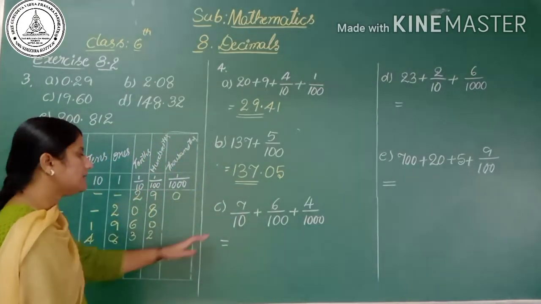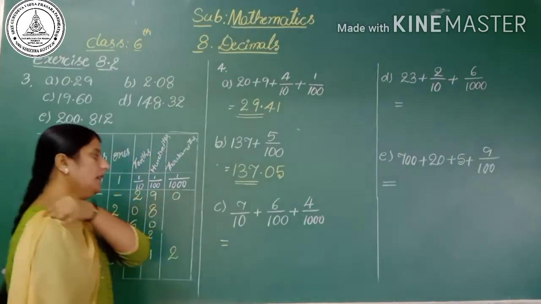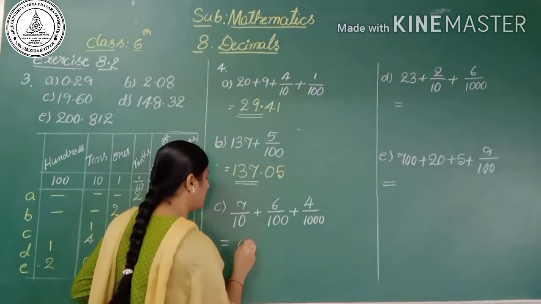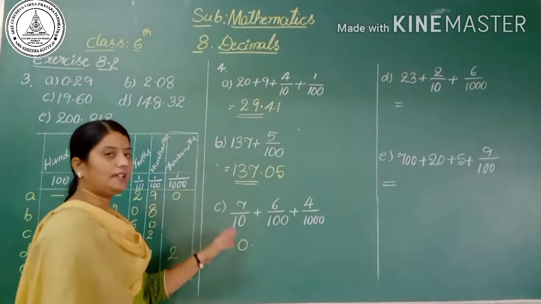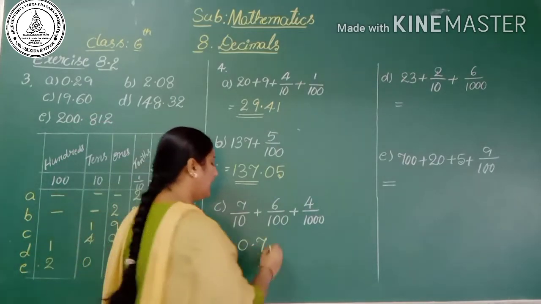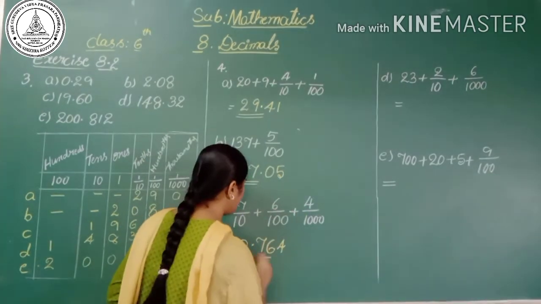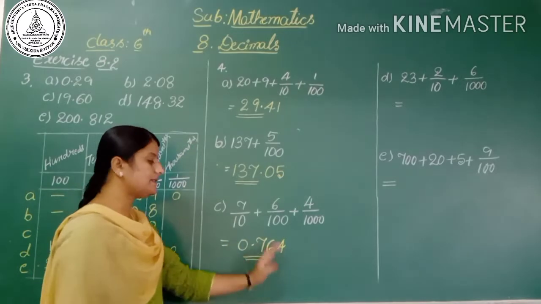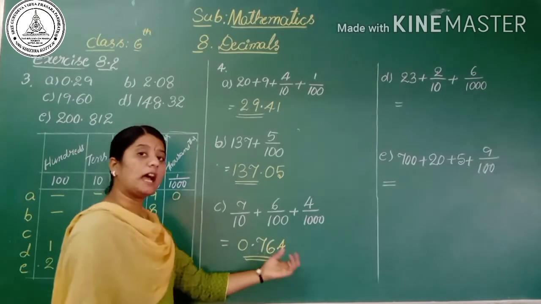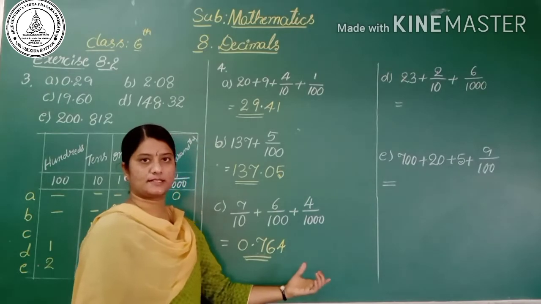Then C: 7 tenths, 6 hundredths, 4 thousandths. Here there is no whole number, so write 0 for the whole part. Then 7 tenths means 7 is in the tenths place, 6 is in the hundredths place, and 4 is in the thousandths place. It can be read as 0.764, or we can read it as 764 thousandths.